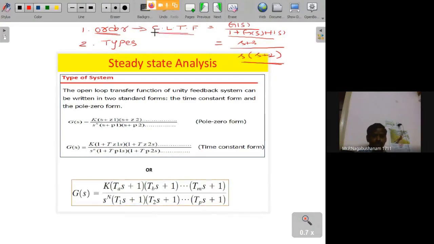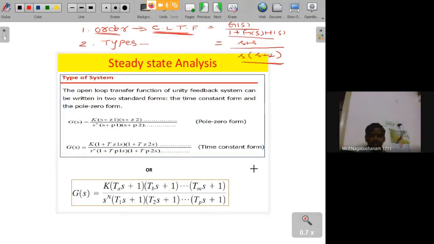Very, very important. Other than GATE also, any competitive exam, they will ask what is the order of a system. We studied a second order system, s square plus 2 zeta omega n s plus omega n square. That's the first second order system. Next, what is a type number?